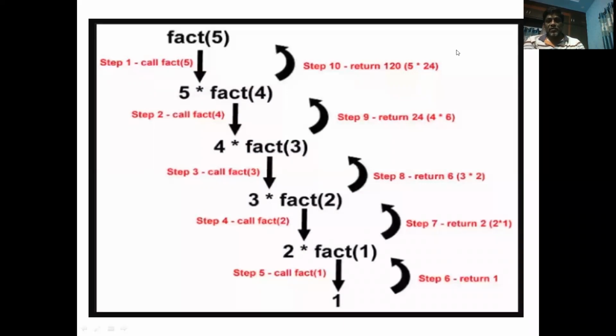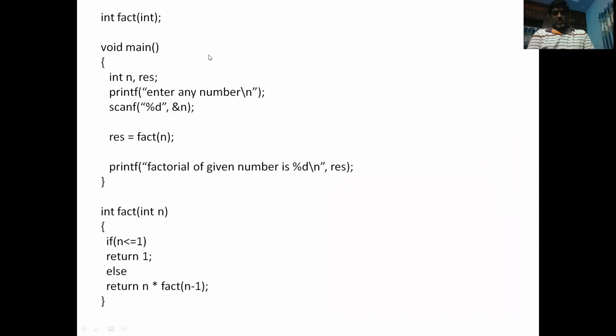Okay, so fact of 5, that means n value is 5 and it will invoke fact of 5. N is 5 here, and then the control goes over here. So now the execution begins from here.